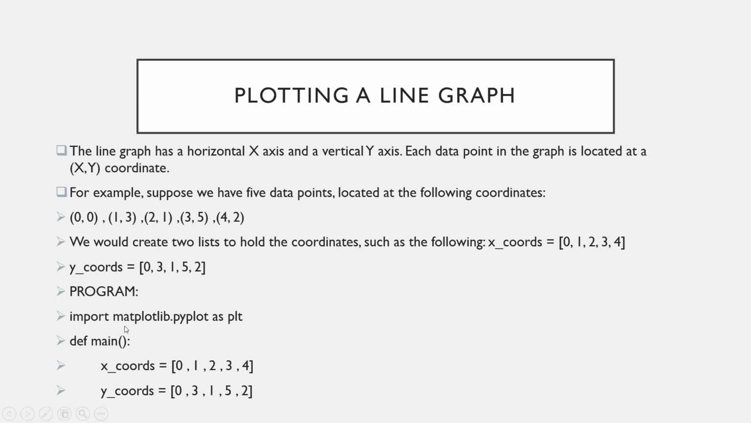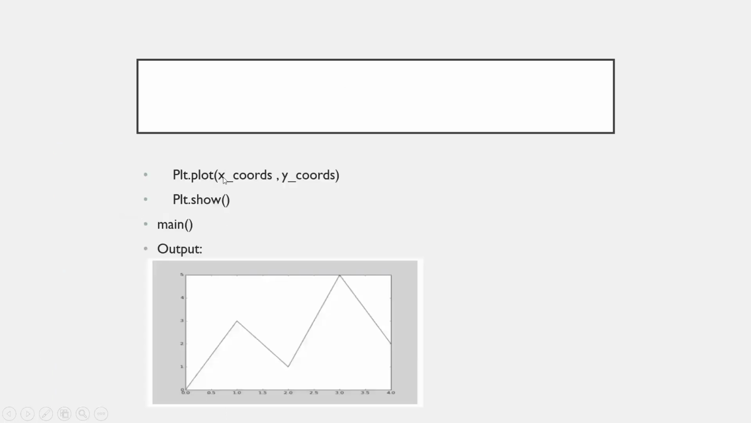First of all, we have to import the Matplotlib package and the pyplot module as plt, and we define a main function and pass x coordinates and y coordinates. Again, we pass these two lists as arguments to the plot function, and we use the show function. Unless we give show, we can't see the graph. So show is mandatory, we must not forget it. If we don't give it, we can't see the graph.